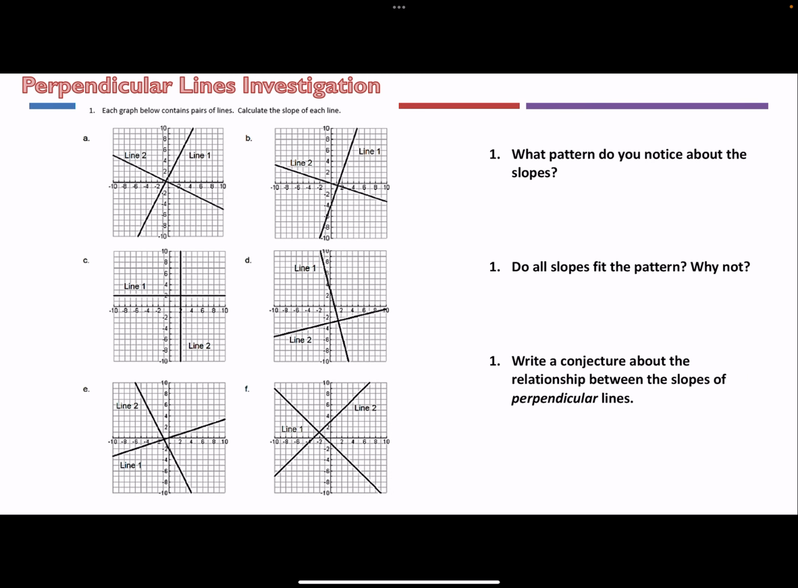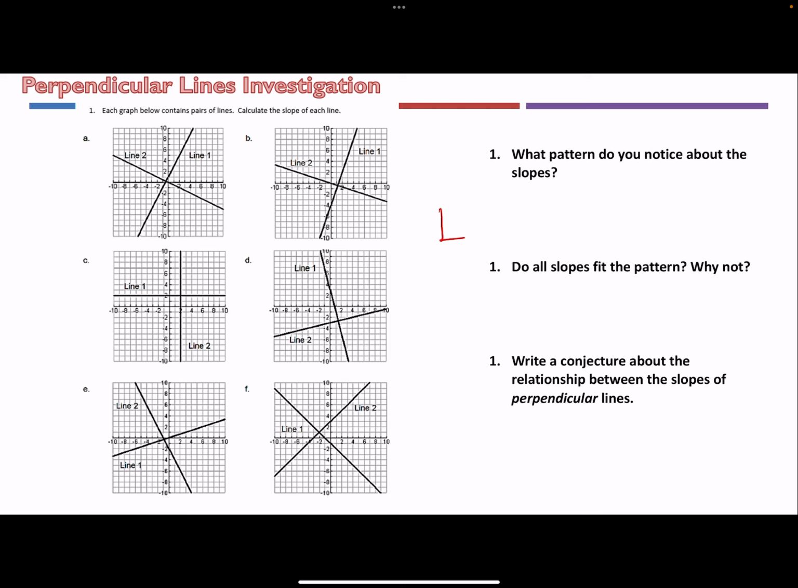All right, so the first page of your notes is this perpendicular lines investigation. So you're going to follow the directions. Each graph below contains pairs of lines, and you're going to calculate the slope of each line. And then you're going to answer the questions at the bottom. And if you remember perpendicular lines, let's first just quickly talk about what perpendicular lines are. Perpendicular lines meet at a 90-degree angle. That's like the corner of a piece of paper, or like a lot of times the corner of a square or rectangle or something. That's that 90-degree angle. So those two lines are perpendicular, all right?